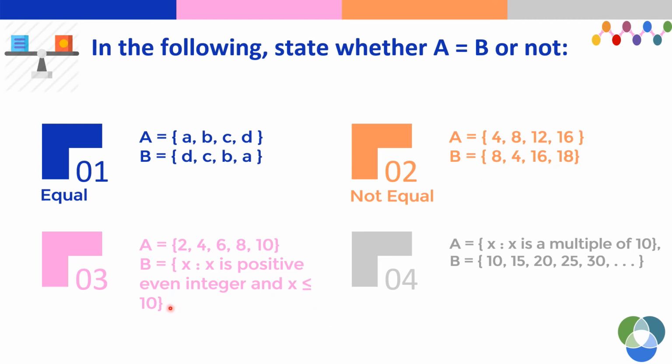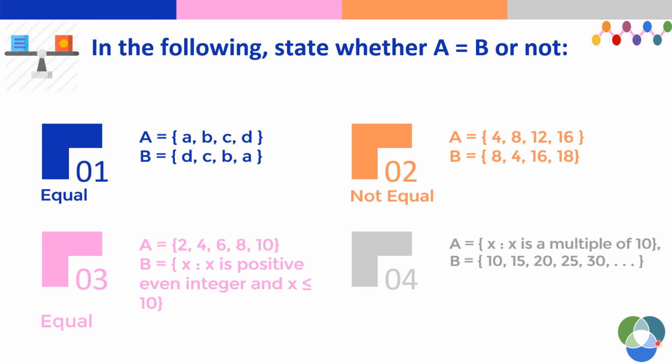Come to the third question. 2, 4, 6, 8, 10 is your first set. Your second set is written in the set builder form. Just identify the roster form here. X is a positive even integer which is less than or equal to 10. What are the positive even integers which are less than or equal to 10? 2, 4, 6, 8, 10 again. So if you write the roster form for set B, again you will have 2, 4, 6, 8, 10 only. So the given two sets are equal sets.